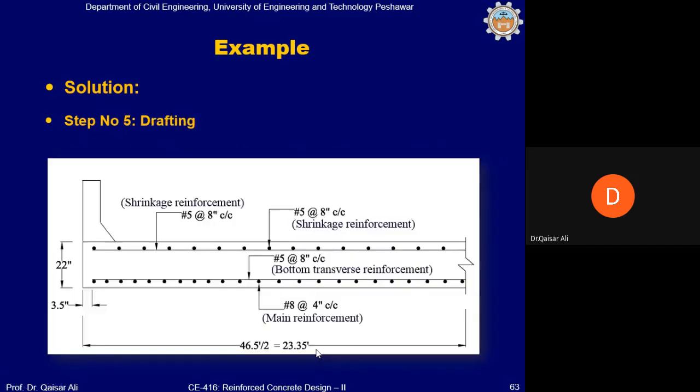Finally, the bridge reinforcement will look like this. This is the number 8 at 4 inch center to center main reinforcement, shown as dots because the section is taken along the width of the bridge. So the main reinforcement will look like dots, which have been placed along the length of the bridge. The transverse reinforcement along the width of the bridge is this.